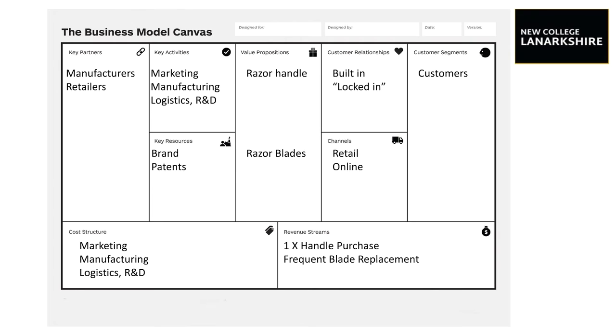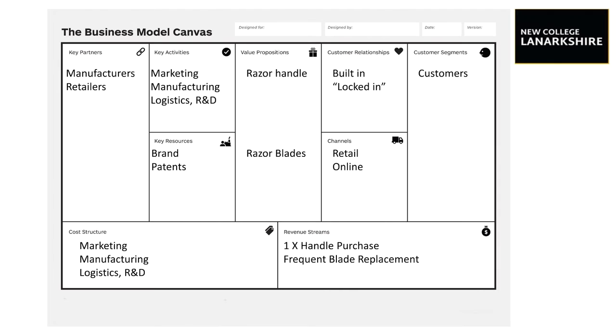And then if we look at the channels, routes to market, it's either done through retail or again it can be done through online. And as I've already previously mentioned, you've got a registration process, so on a monthly basis you'll get continued blades being sold. You've also then got your customer segments that we spoke about, which is customers who are normally male and female of the adult age who need to at some point use a razor.